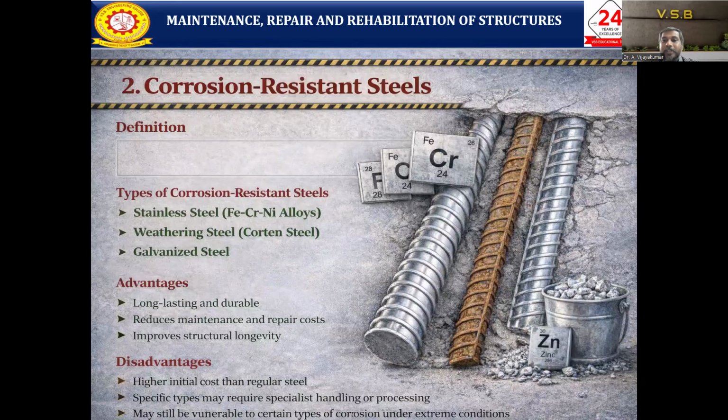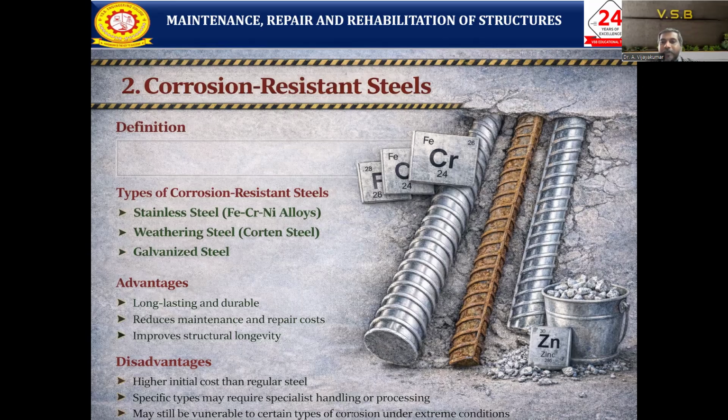Then corrosion resistant steels. We have different types of steel available: stainless steel, weathering steel and galvanized steel. These are the corrosion resistant steels. What is the advantage of this type of steel? It is long lasting and more durable, reduces maintenance and repair costs, and improves the structural longevity and integrity of the structure.